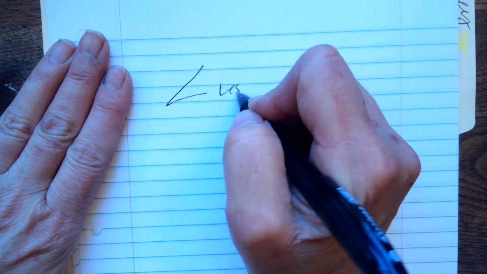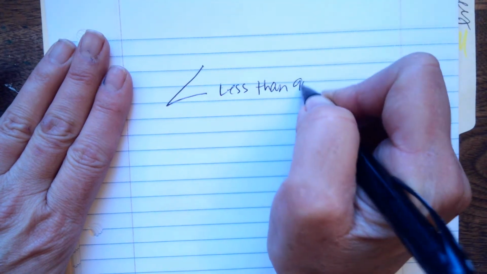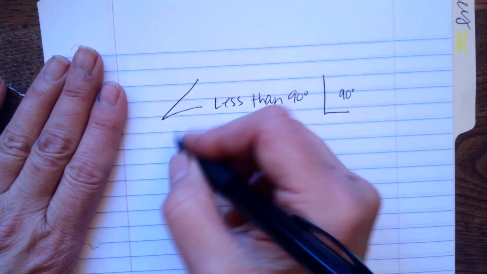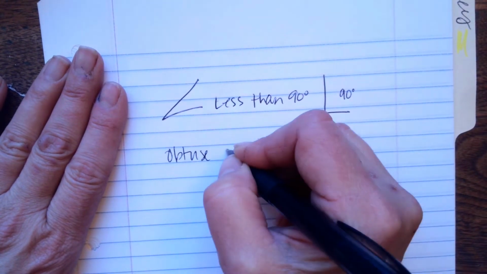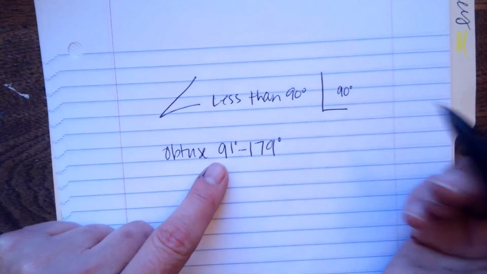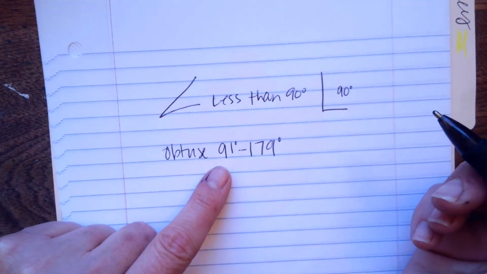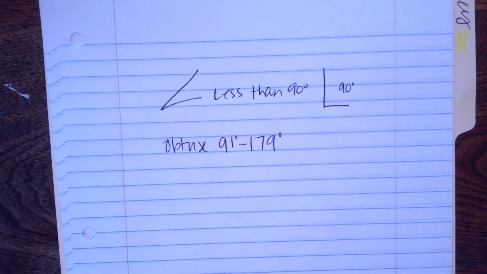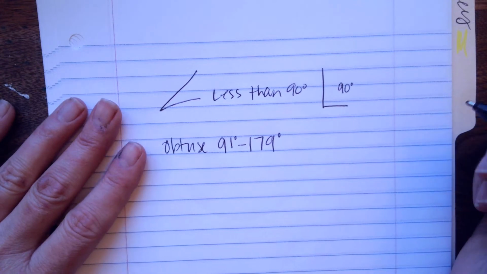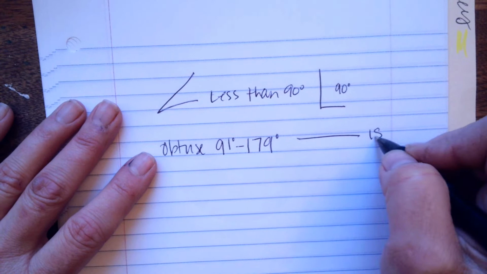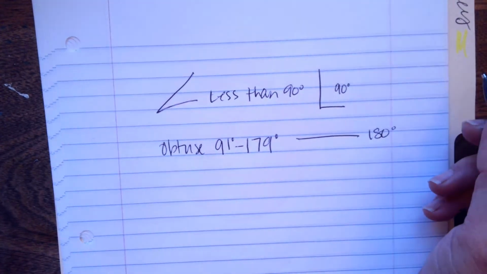7.1, acute is less than 90 degrees. Right is exactly 90 degrees. Obtuse is 91 degrees to 179 degrees. So it has to be more than a right angle, and it has to be less than 180 degrees. Tell me if you can't see my document camera, because I'm actually on your textbook, so I can't see what I'm sharing. Okay. And then a straight angle is always 180 degrees. So that's the first part.